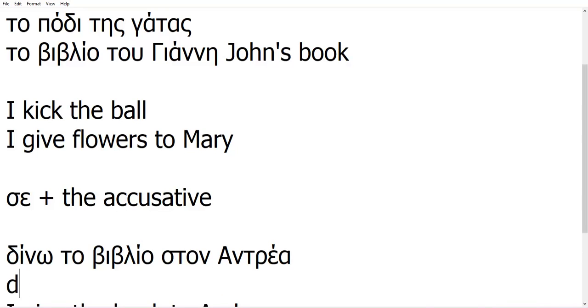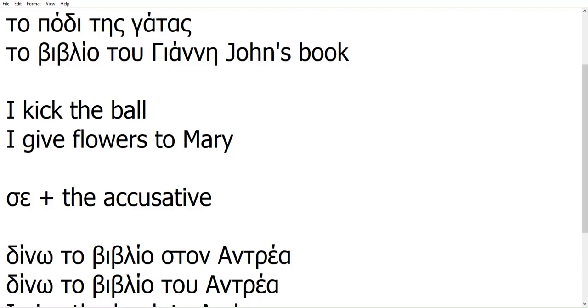Now, if you want, you can pause it here and think for a minute how it would be with a genitive. So, it's not very difficult. I think it's like the same thing. Δίνω το βιβλίο. This part will stay exactly the same. Του Αντρέα instead of στον Αντρέα. Δίνω το βιβλίο του Αντρέα. And this means the same thing.